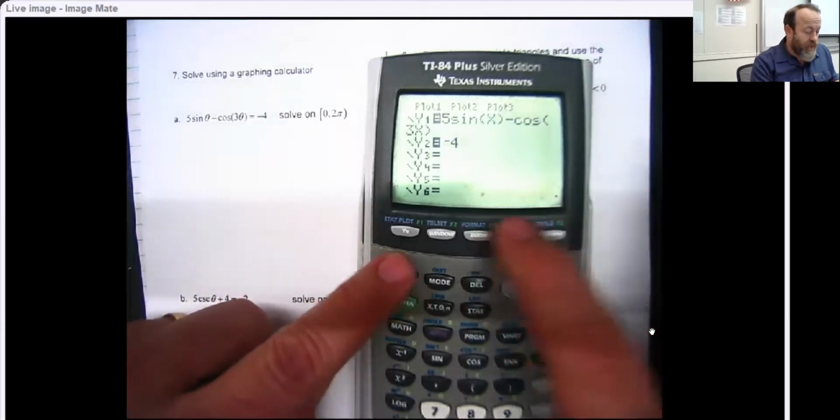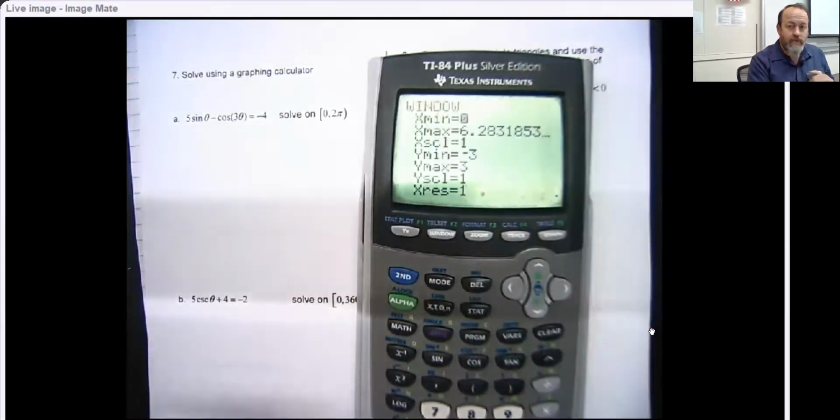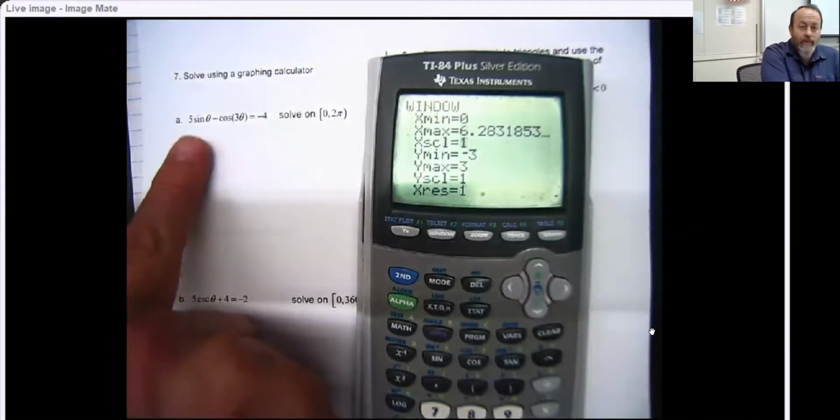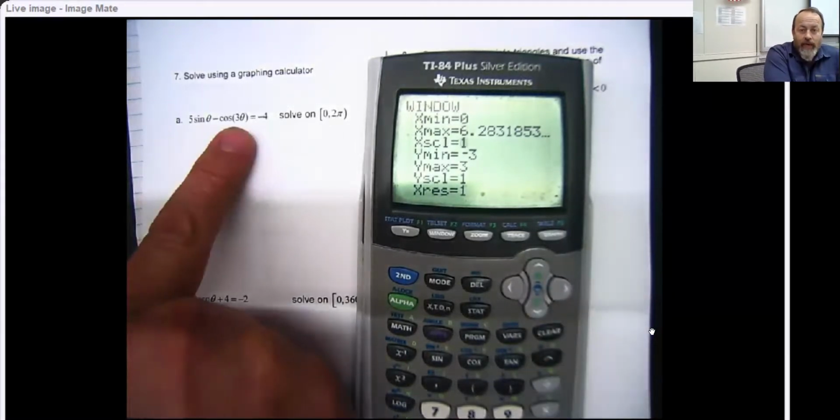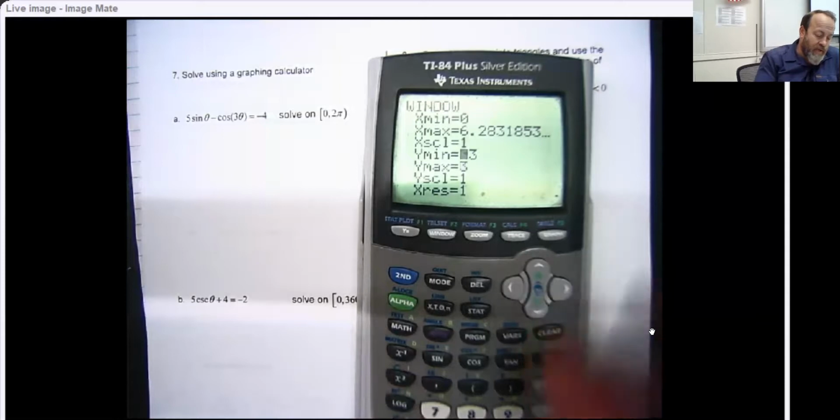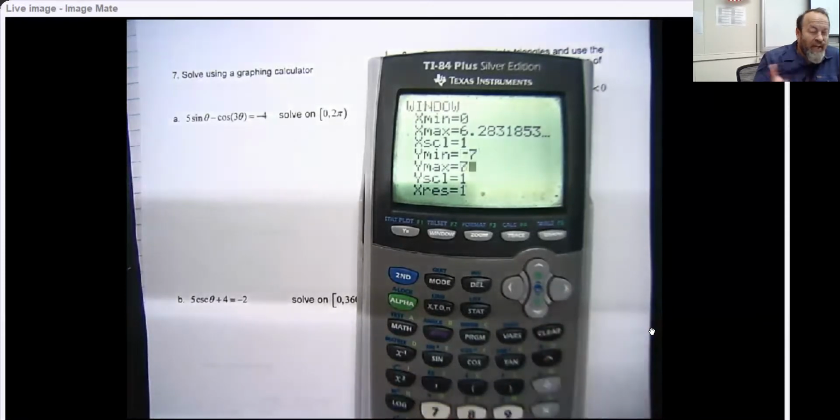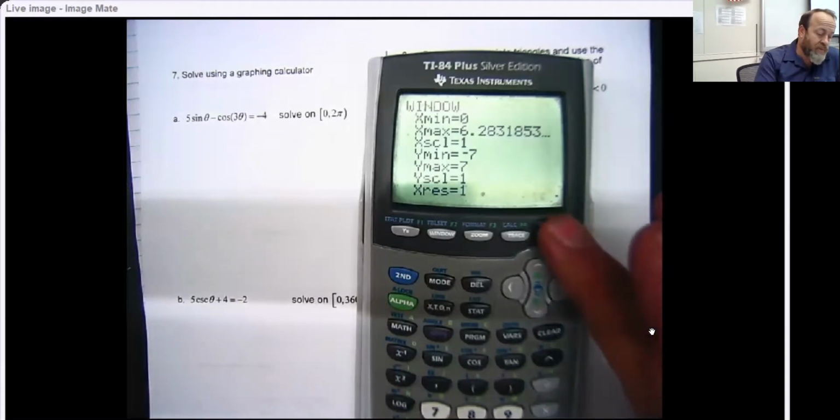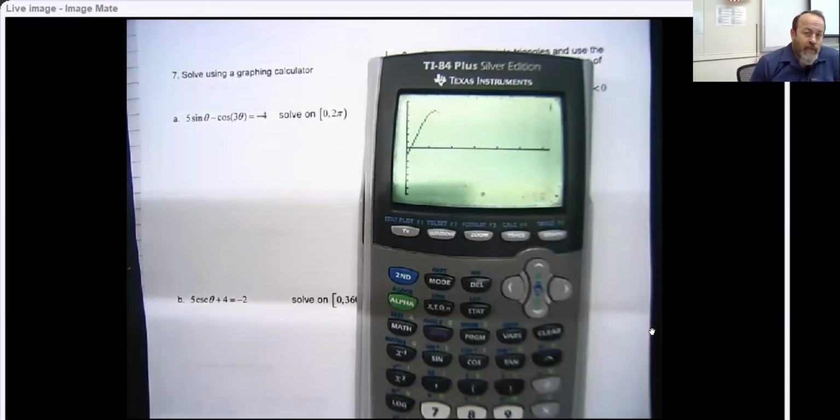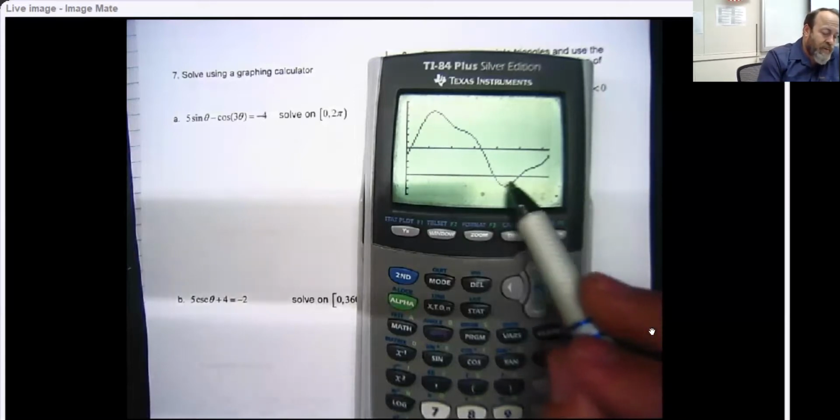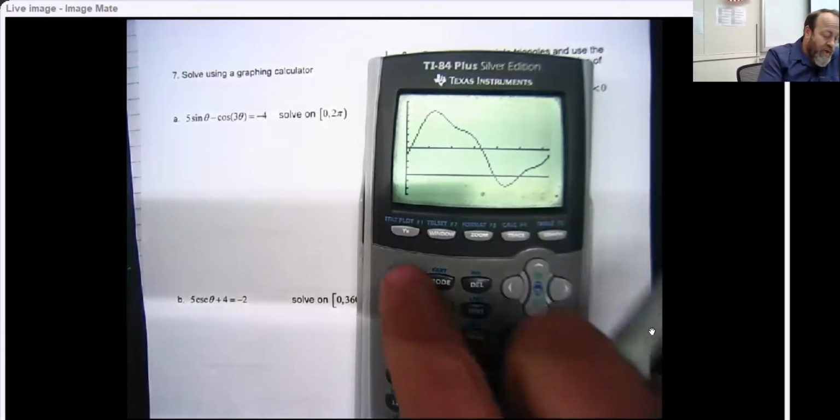So again, I go to my window, I have 0 to 2 pi. But since the amplitude of this wave is 5 and I'm adding something to it, I'm going to go ahead and give it a little bit more room. And actually, negative 6 and positive 6 would have been enough. But let's just see what happens. So here comes my weird wave. So it is a periodic function. It does do something, but I want to know, where are these two places, which of course are going to be measured in radians.